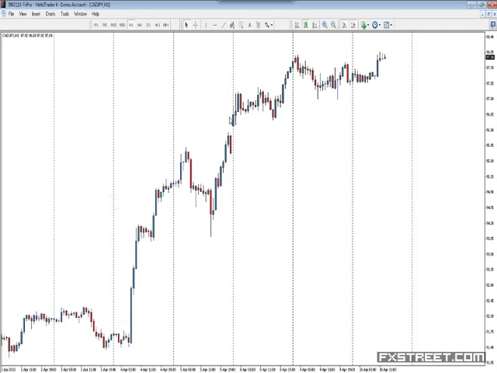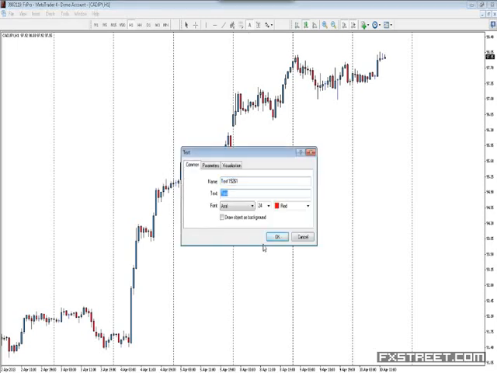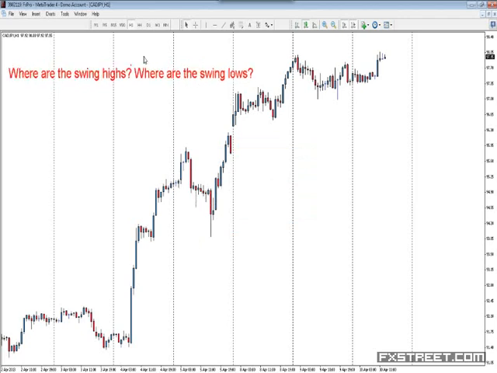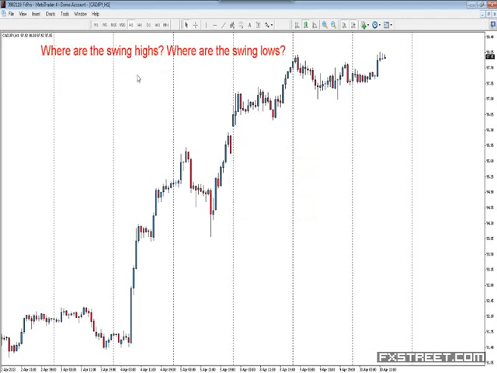All right. Number two, and this is going to partly answer your question, Pan, number two is, where are the swing highs? Where are the swing lows? Okay? Now, what is a swing high and what's a swing low? Well, the important thing here is to basically define it. There are different ways of defining your swing highs and your swing lows, but the simplest way to look at it is you look for a candle that has lower candles on both sides, and that's a swing high.